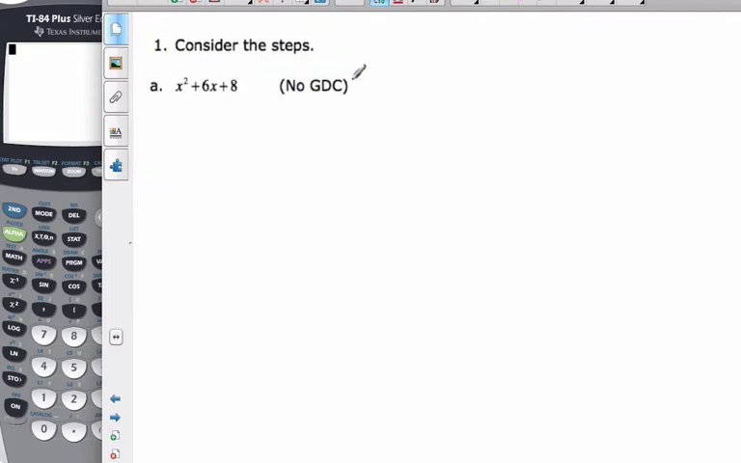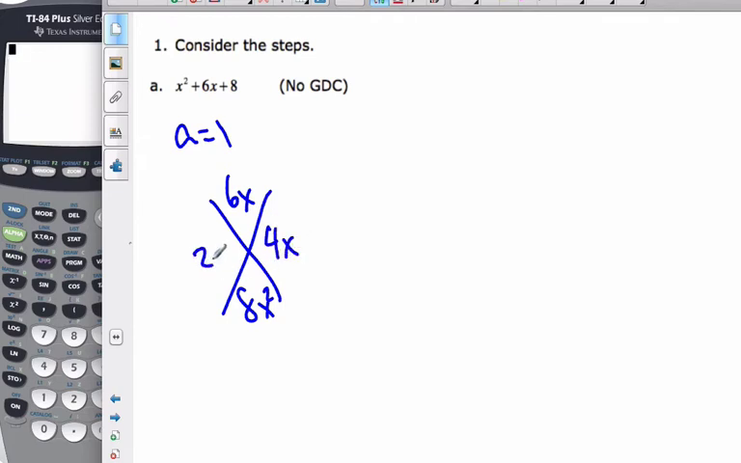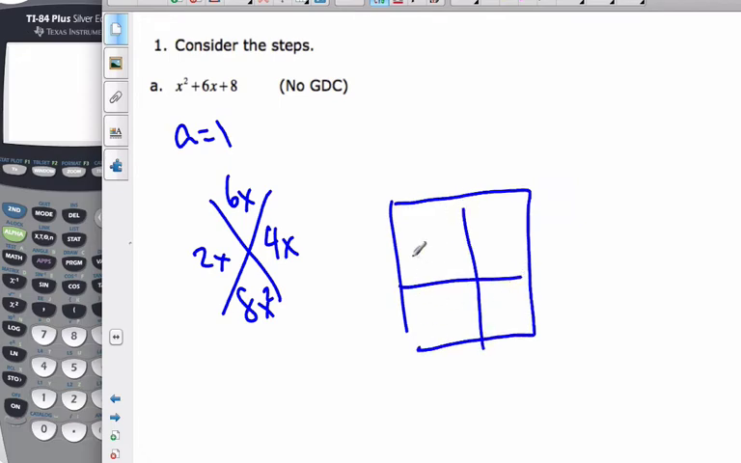Here's the first one. There's no calculator for us, and so I know here A is equal to 1. So I'm going to make my X. It's X squared times 8 is 8X squared, adds to get 6X. Multiply 2 numbers that multiply to get 8x squared and add to get 6. Well, the first ones I think of are 4x and 2x. I make my box. This is x squared and 8 and 4x and 2x. Factor them out, I get 2, I get x, x, and 4.